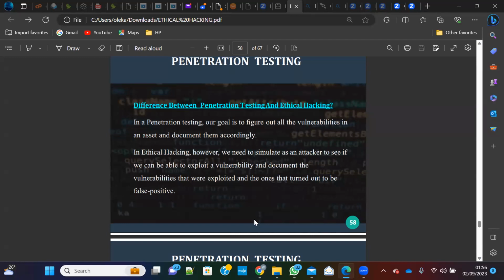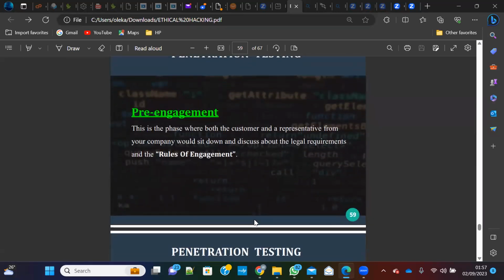So the same thing is applicable for penetration testing. In penetration testing, we find vulnerabilities. In ethical hacking, those vulnerabilities are exploited. So this is the difference between penetration testing and ethical hacking.